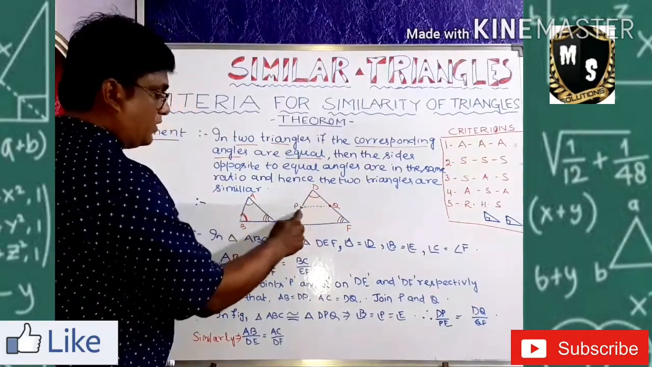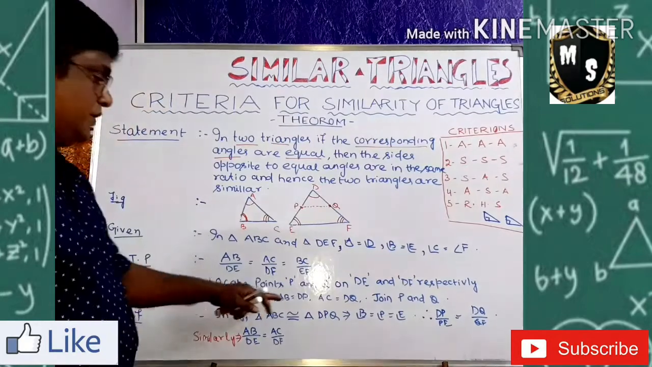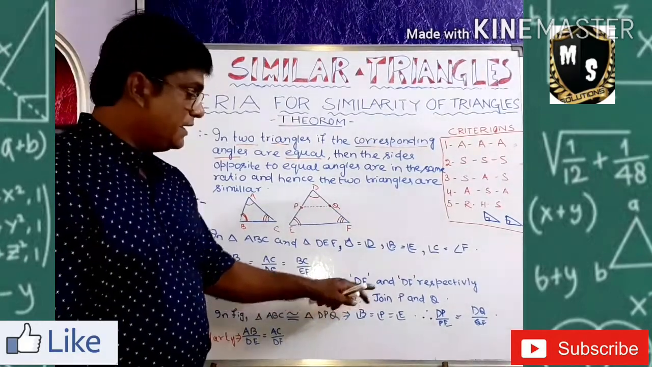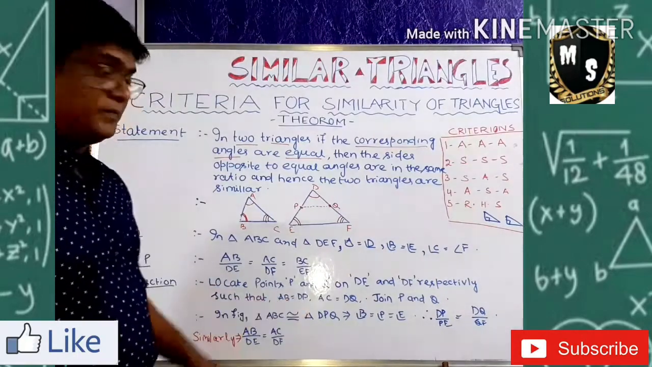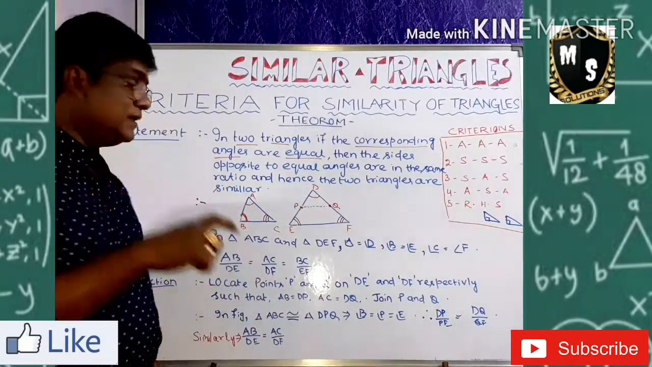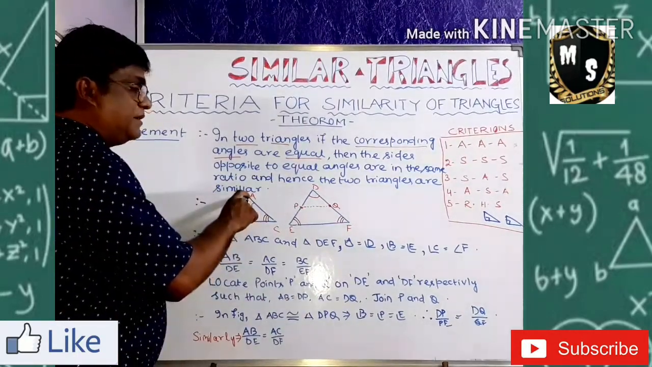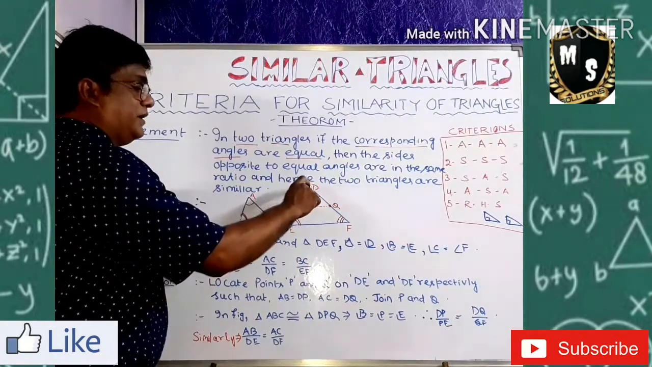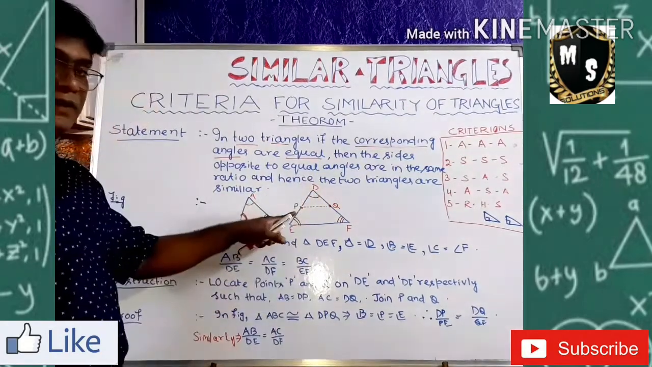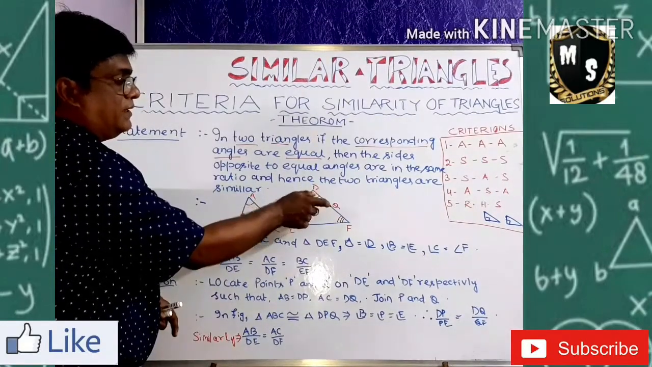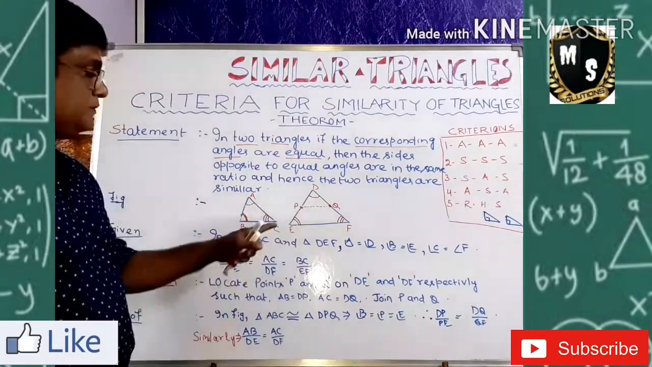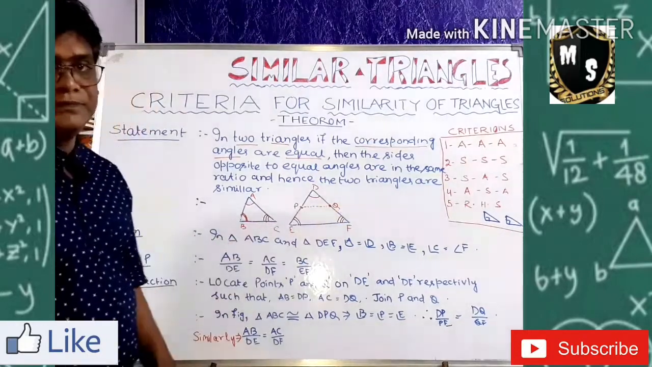You have to locate 2 points, P and Q, which are on DE and DF respectively, such that AB must be equal to DP. That means what measurement are you cutting? You are cutting AB. AB measurement you are cutting from D on DE and putting the name P. Similarly, AC measurement you are taking and cutting it from D and putting the name Q. Then join PQ. Understood now?